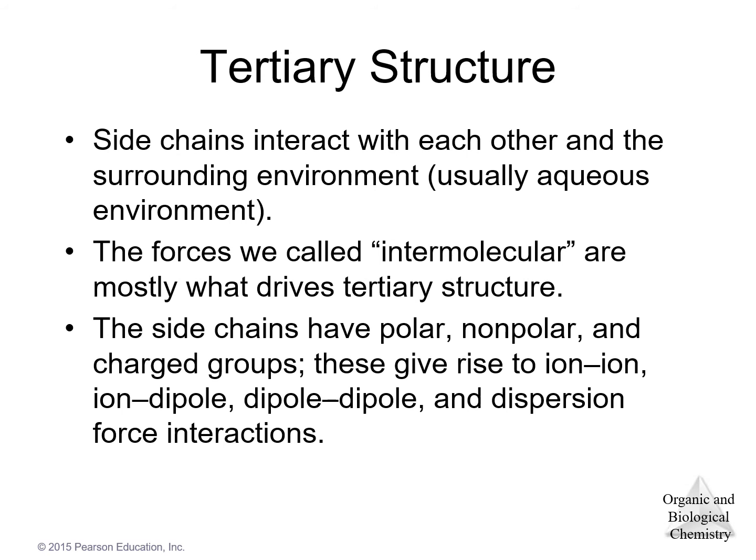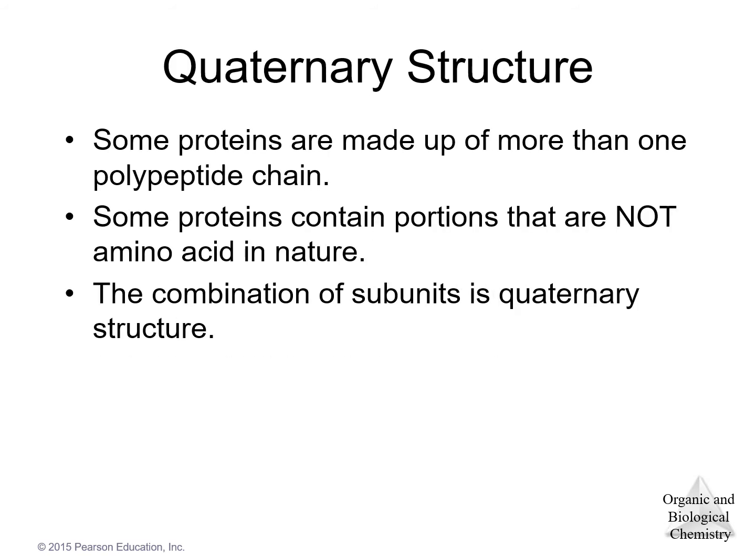Now, the side chains have polar, nonpolar, and charged groups. Those are the three types of amino acid: polar, nonpolar, charged. They can give you different types of interactions that you guys have actually learned in general chem: ion-ion, ion-dipole, dipole-dipole, and dispersion forces. The quaternary structure is sometimes made of more than one polypeptide chain. Some proteins are not amino acid in nature. The combination of those subunits is called quaternary.